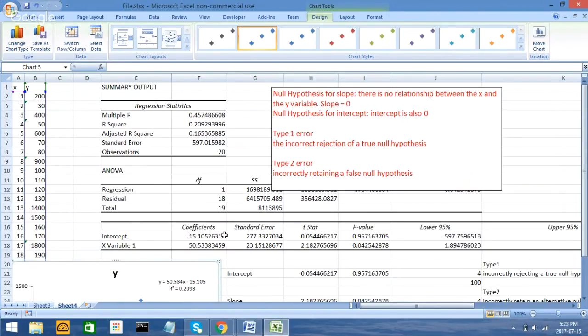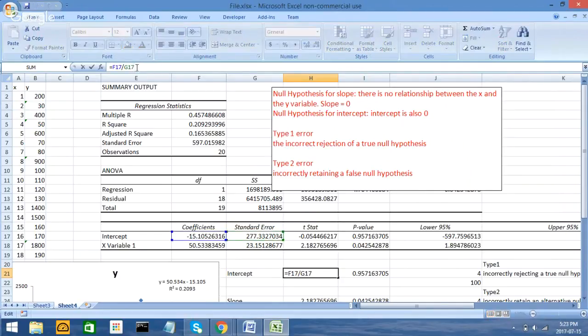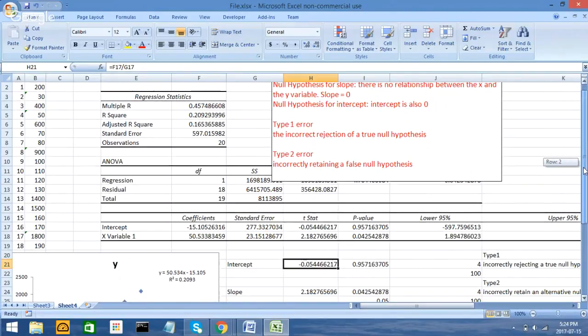Now, by dividing the coefficient by the standard error, the t-stat value can be calculated. Just like here, I have calculated a t-stat value. What I did is I took the coefficient associated with the intercept and divided it by the standard error here. The t-stat value associated with the intercept is negative 0.054. Similarly, you can also calculate the t-stat value associated with the slope.